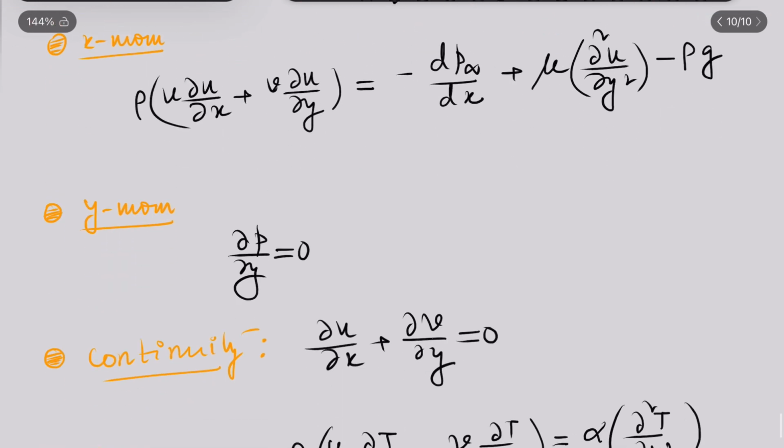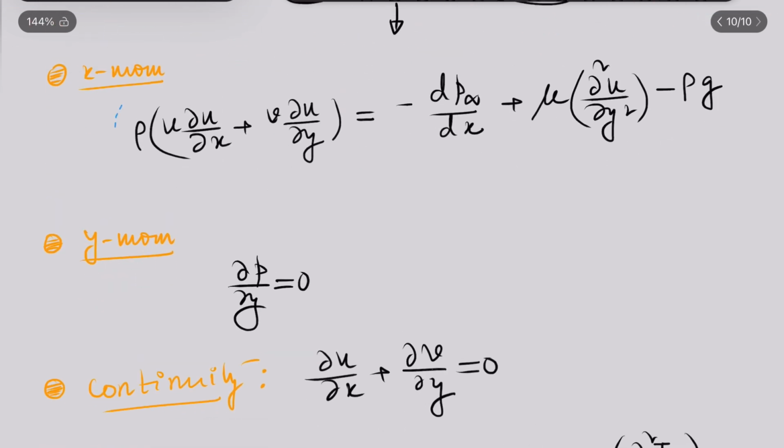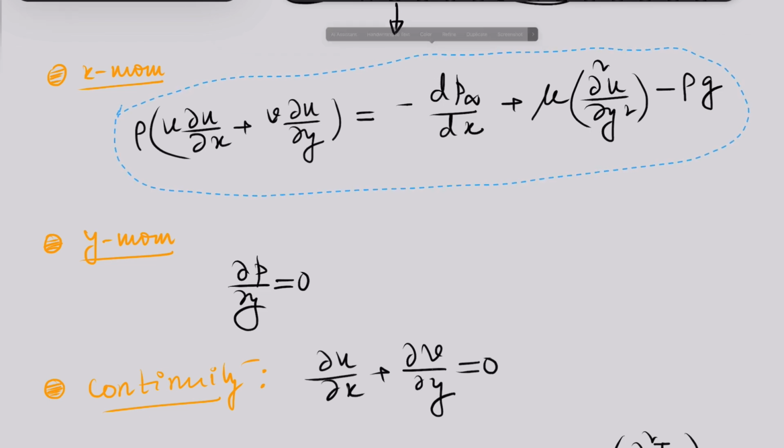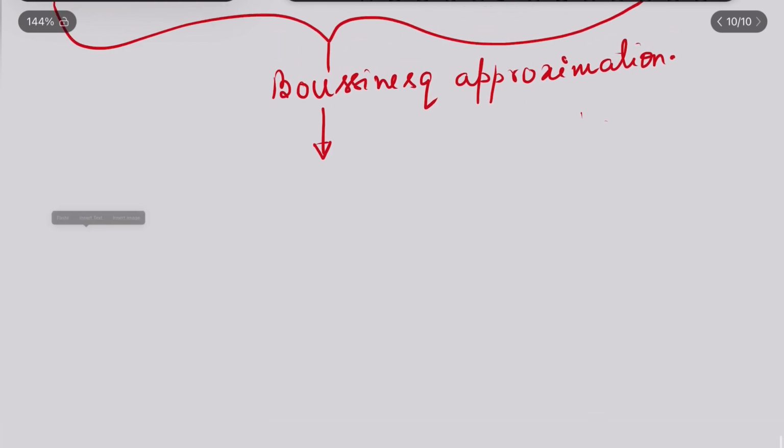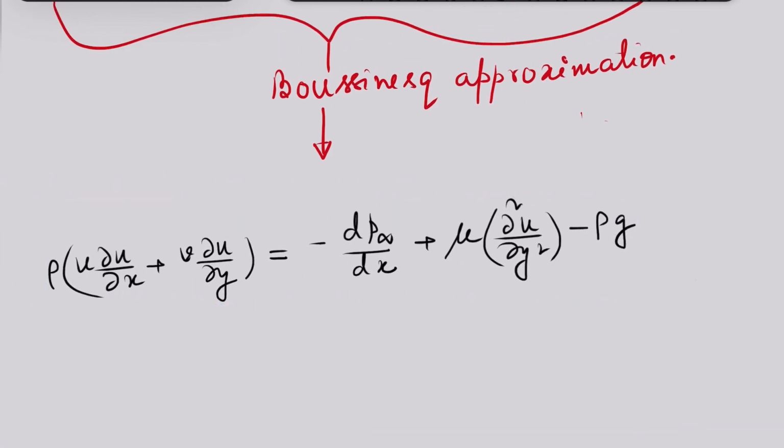Let us copy just the x momentum equation. Let me copy this and paste this. And I will also write that this is my x momentum equation. Clear? Now in this equation we have rho in mainly two places. Firstly, we have rho in the inertial term and we have rho in this term, that is the body force term.